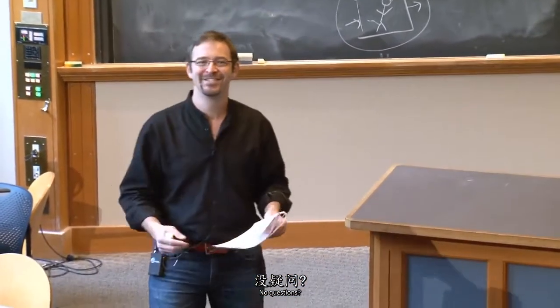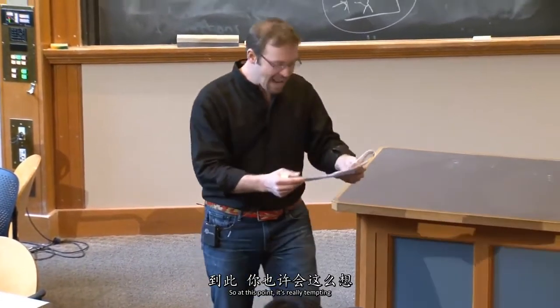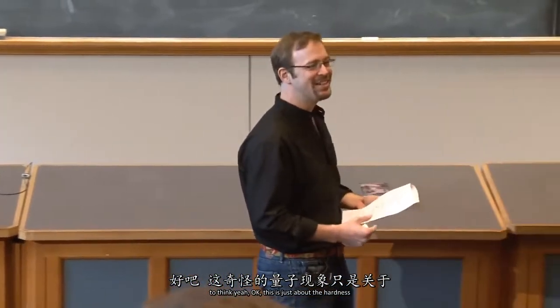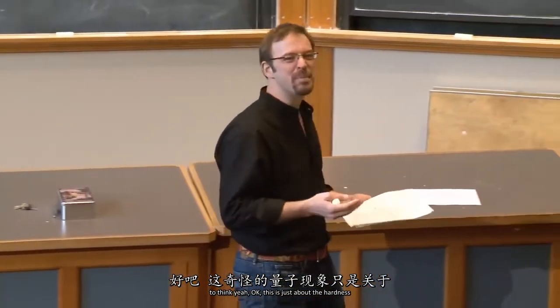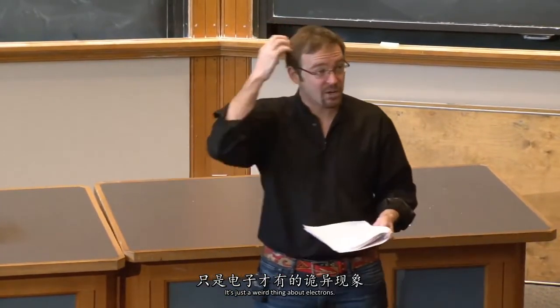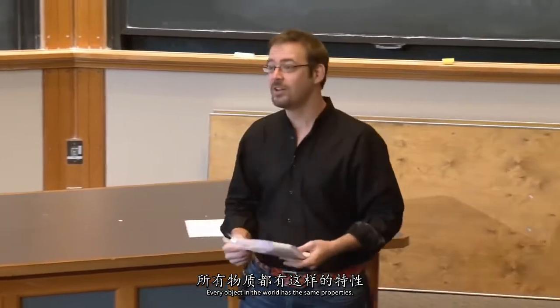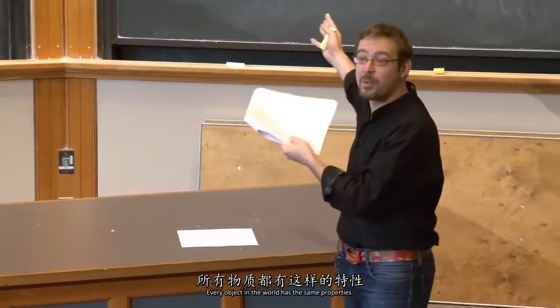No questions? OK, so at this point, it's really tempting to think, yeah, OK, this is just about the hardness and the color of electrons. It's just a weird thing about electrons. It's not a weird thing about the rest of the world. The rest of the world is completely reasonable. And no, that's absolutely wrong. Every object in the world has the same properties.